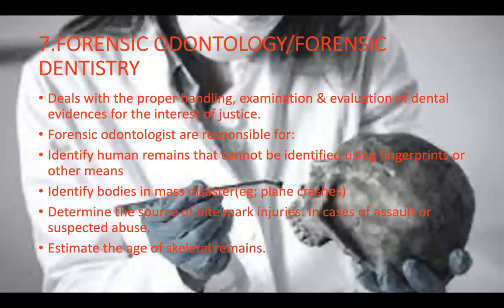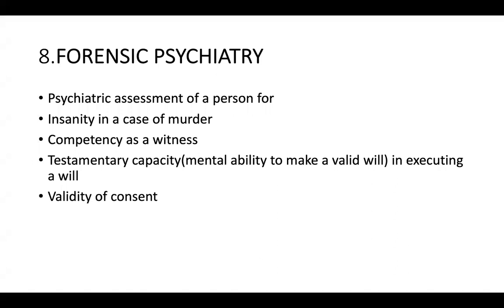These are branches of forensic medicine. Next is forensic psychiatry. Forensic psychiatry deals with psychiatric assessment of a person, insanity in case of murder, competence as a witness, testamentary capacity, the mental ability to make a valid will. Testamentary means in executing a will. Then validity of consent. So psychiatric assessment of a person is dealt with by forensic psychiatry.